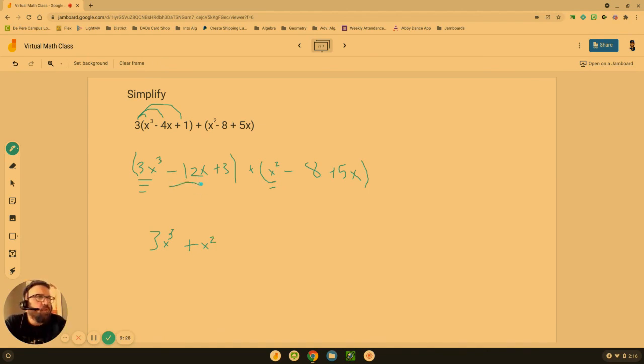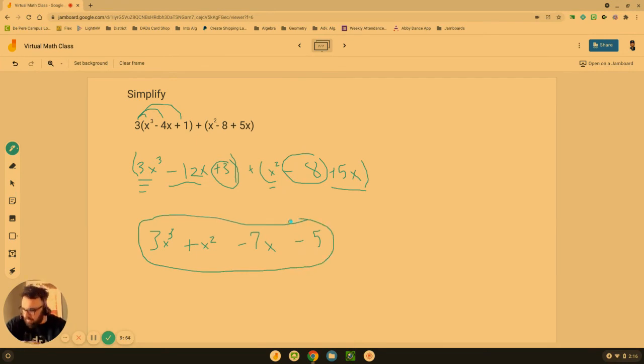Here's a negative 12x and a positive 5x. Negative 12 plus 5 is negative 7x. Here's a constant that doesn't have a variable, so a positive 3 and a negative 8 gives me negative 5. If you notice, I don't have any like terms, and they're in descending order, 3, 2, 1, nothing. So that would be our final answer, simplified.